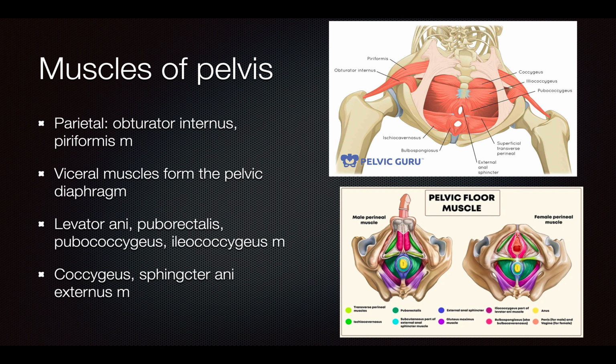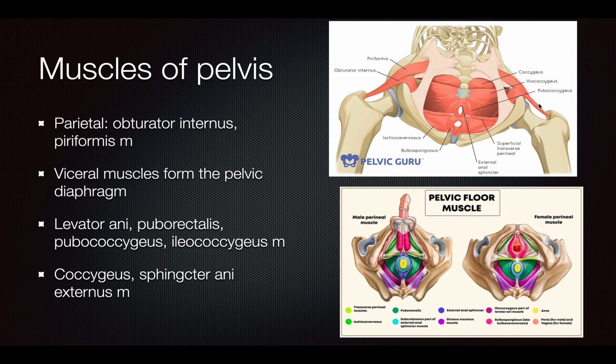Okay, so let's go through the muscles of the pelvis. There's going to be the parietal muscles, which are the obturator internus, as you can see here, which comes from the greater trochanter and in, along with the piriformis muscles.